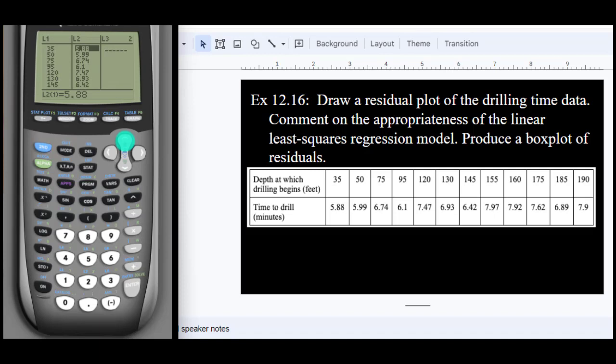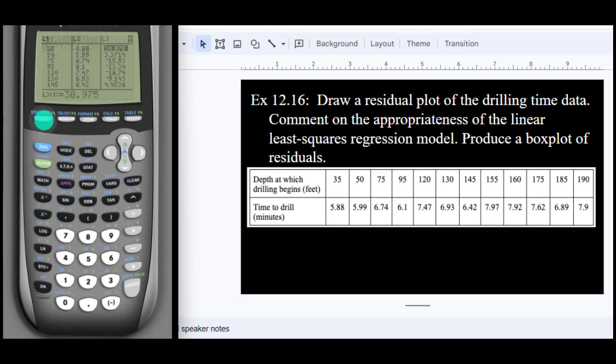What we're going to do now is go over to L3 and highlight L3, and we're going to push second stat, which is our list menu, and go down to number 7, the residual. And when we hit enter here, it's going to enter all those residuals. So that's what we're going to make a box plot of.